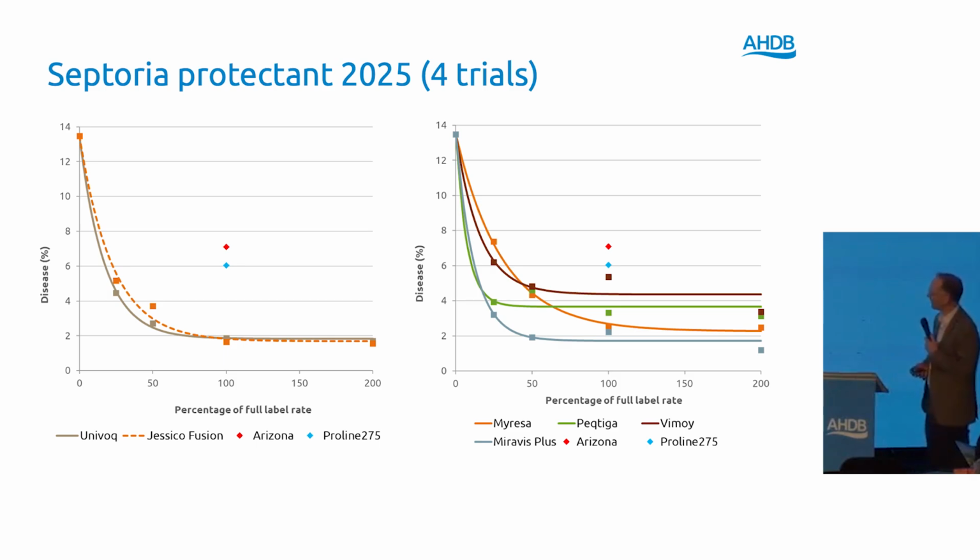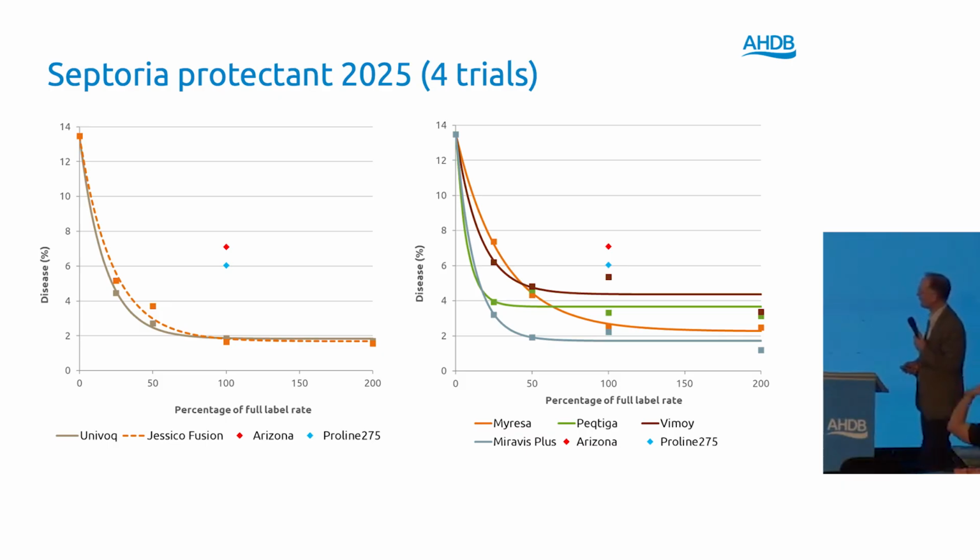Looking at the efficacy that we saw, though, Miravis Plus, the pydiflumetofen SDHI, is very, very active on the left-hand side. You can see at quite low rates, that blue line is giving us quite a good level of control. Pectiga, fenpicoxamid in green, is also looking very good. And quite similar to that, we were seeing Myrisa and Vimoy. Quite hard to separate those based on the efficacy data we're seeing there.